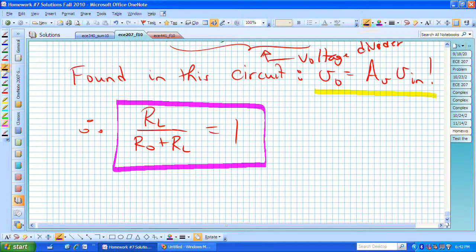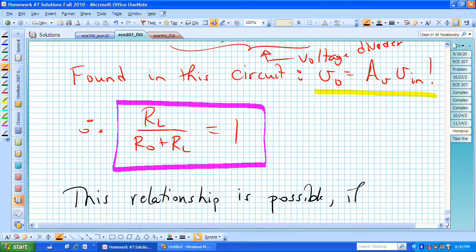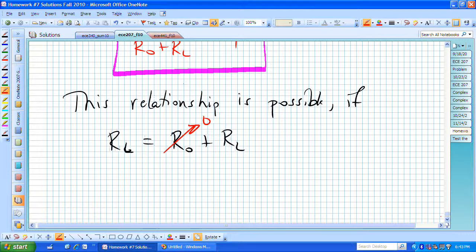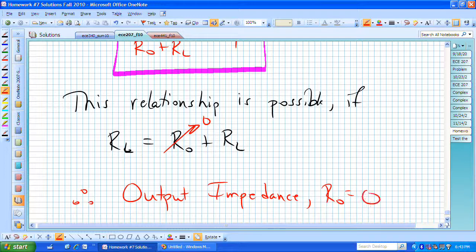Well, that's possible. This relationship is possible if the numerator is equal to the denominator, or if R sub L is equal to R sub 0 plus R sub L. The way to force that to be true is if R sub 0 is 0, and that's our output impedance. So our output impedance, derived another way via an equivalent circuit, is consistent with what we had said before when we said V naught was independent of R sub L. Now we've derived the same output impedance value, which is 0, a different way.